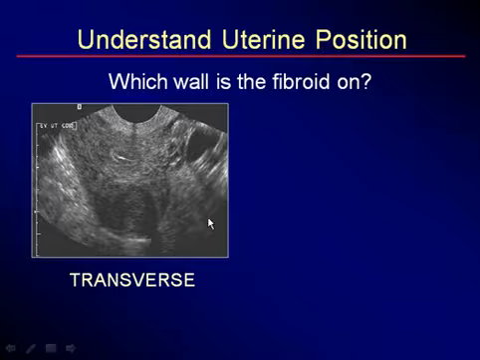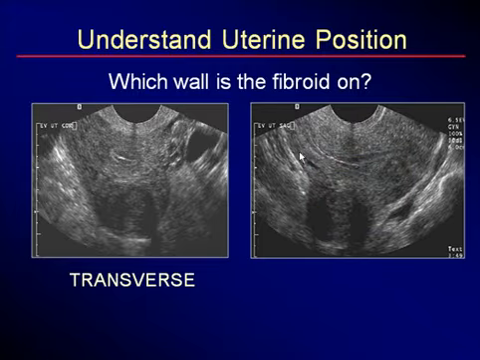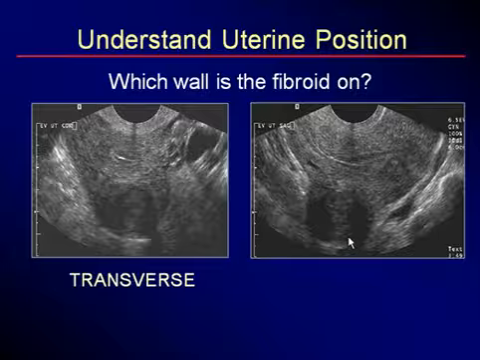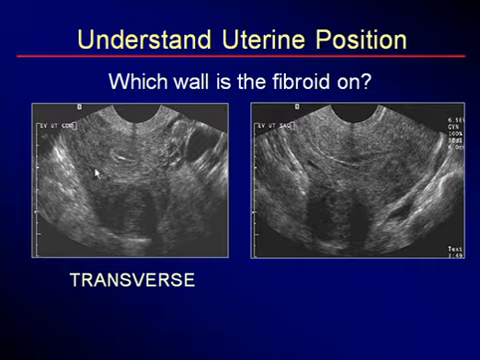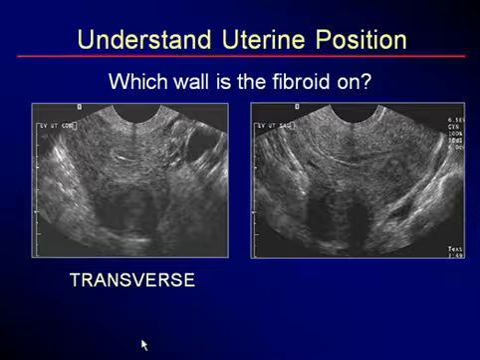So when you see a cross-section of a uterus like this and it has a fibroid on it, you should not jump to conclusions that this is a posterior fibroid. Because the answer to this question, which wall is the fibroid on, is, well, it depends on the position of the uterus. If this is a retroverted uterus, then this deep fibroid is on the anterior wall. If this is an anteverted uterus, then it will be on the posterior wall. So we have to know the position of the uterus.